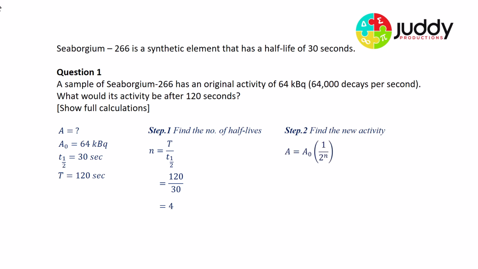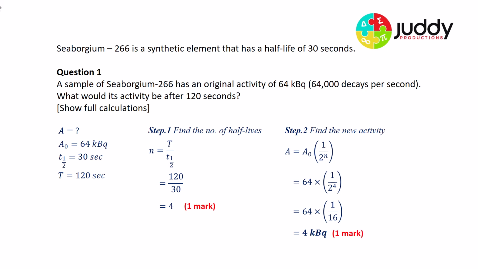Here's our equation that allows us to forecast into the future, where A is the new activity that we're trying to calculate and A0 is the original activity. The n in this equation represents the number of half-lives. So let's sub those values in. It's 64 kilobecquerel multiplied by 1 over 2 to the power of 4, where the 4 is the number of half-lives. Now 2 to the power of 4 becomes 16. So it's 1/16 of 64 kilobecquerels. That gives me a value of 4 kilobecquerels.